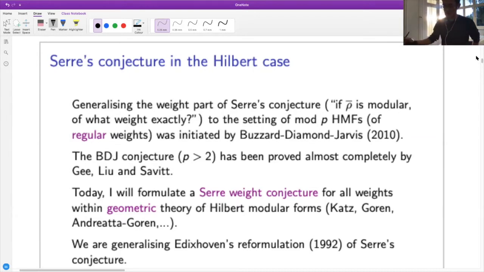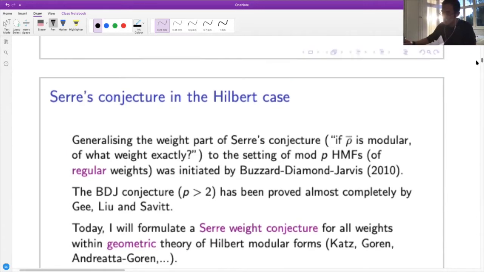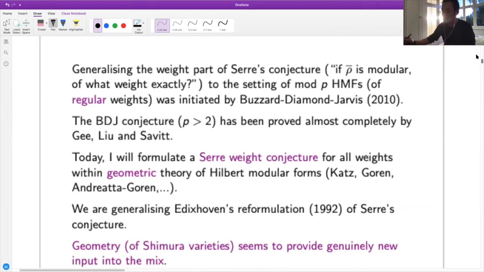But the story of Serre's conjecture for Hilbert modular forms does not really end here. What I want to do is emphasize that point. More precisely, today I want to formulate a Serre weight conjecture that reads all weights, not just the regular weights, but all weights within the geometric theory of Hilbert modular forms that was initiated by Katz in the 70s and by Goren, Andreatta-Goren, and so on.